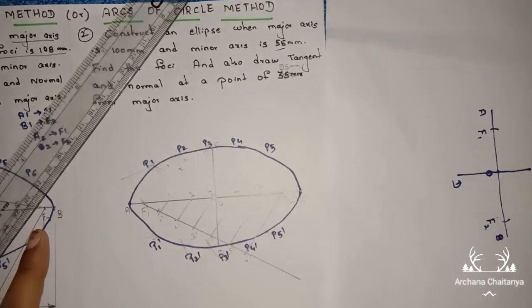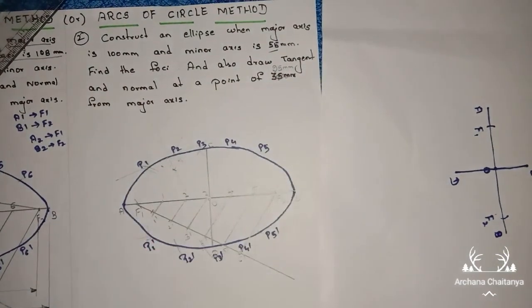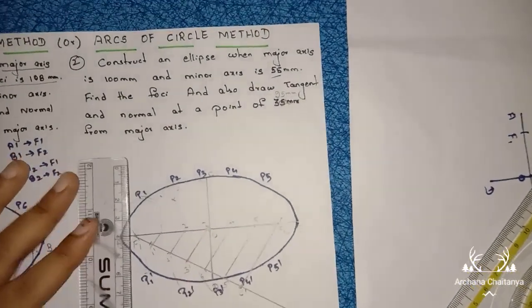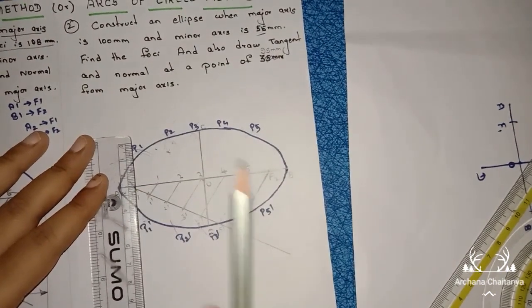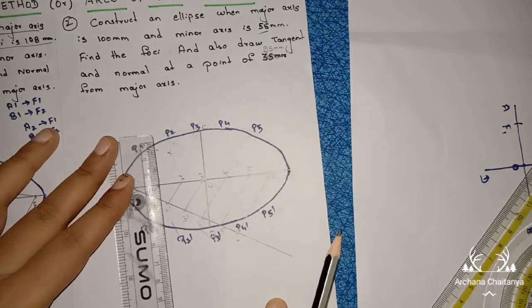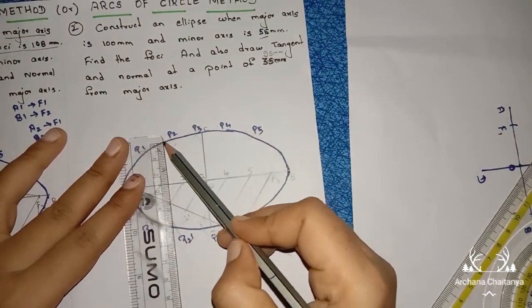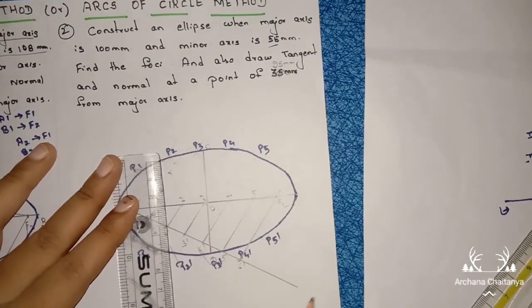Right? Now how to construct tangent and normal? Point of 25 mm from major axis. So again, this is your major axis now. So keep 25 mm on the major axis. Just move your scale like this and see where 0 touches on the curve. Right, here 0 is touching here. Just by trial and error method, you have to move the scale.